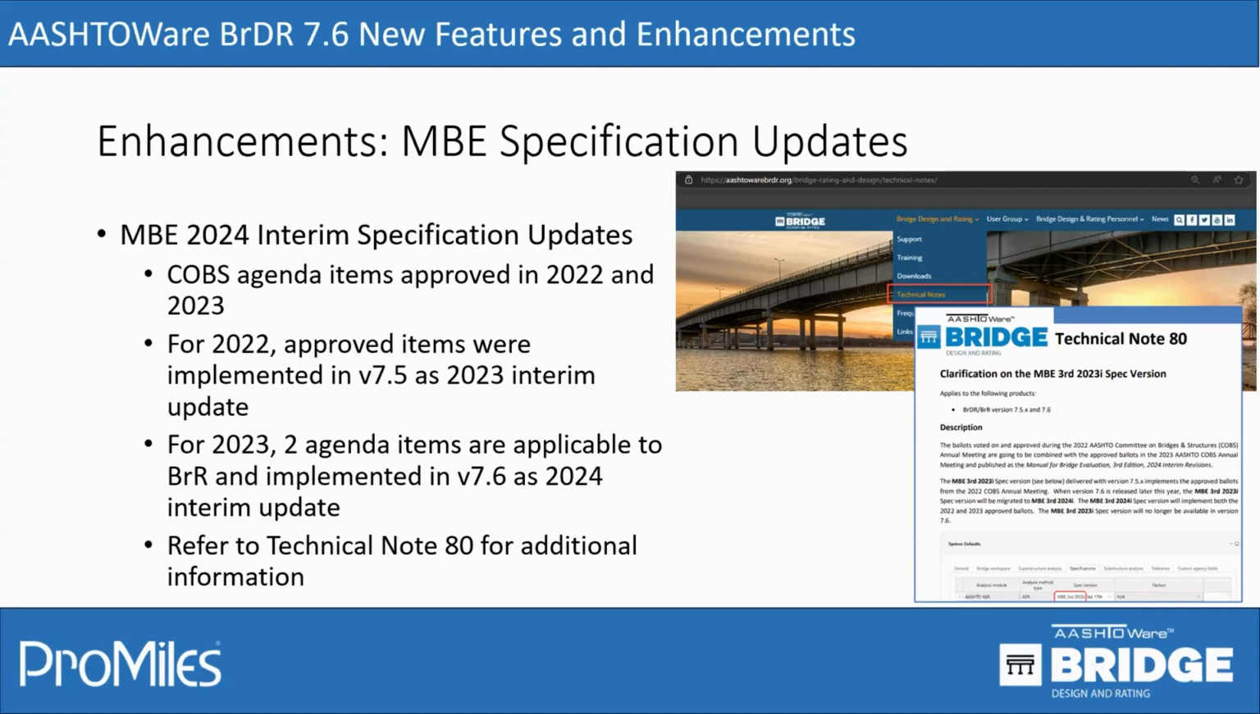Now, as far as the actual publication of the interim MBE specifications, all of these interim spec updates from the 2022, 2023, and 2024 ballot items are going to be published as the 2025 MBE interim updates. Those will be published this year. Some states and users have worked with ballot items and are able to use these features in the software.